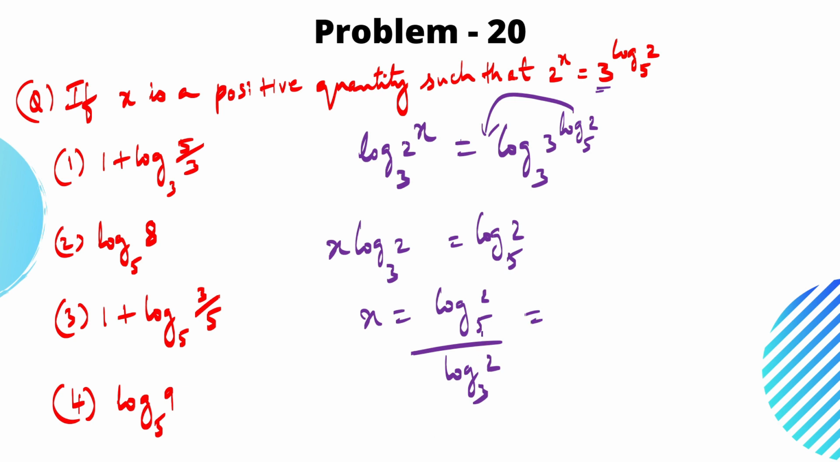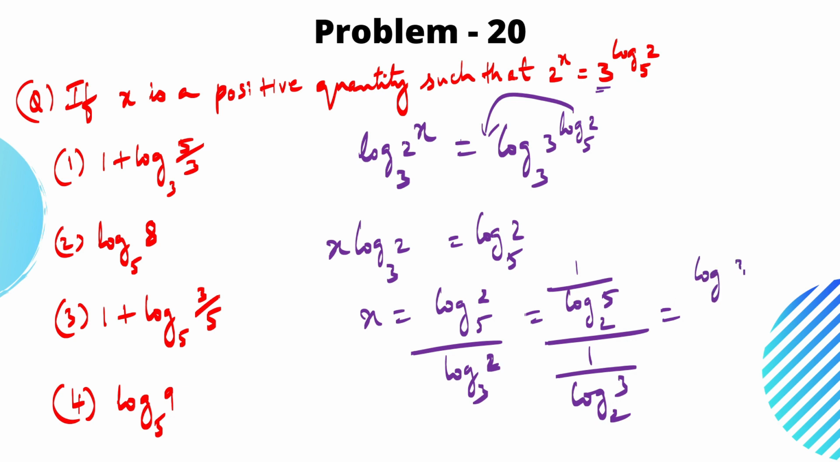Now just observe here, we have base 5 and here we have base 3 in the denominator. How can we make the bases same? Here we have 2 and 2. So we have to just invert this, right? We have this property: when we want to invert the base, we have to take the inverse of it. So 1 by log 5 to the base 2 by 1 by log 3 to the base 2. We discussed this property in previous slides. So this will be equal to log 3 to the base 2 by log 5 to the base 2. Now this will be equal to log 3 to the base 5.